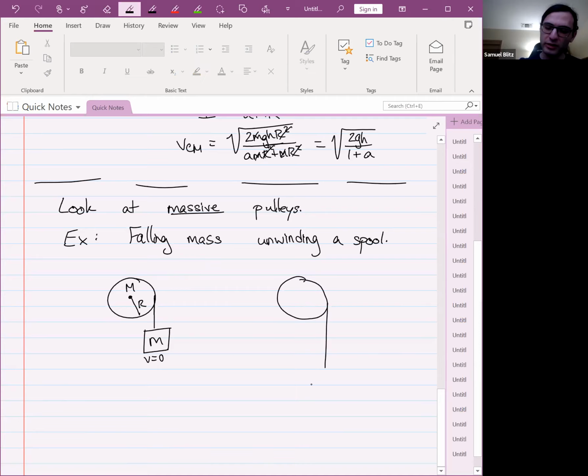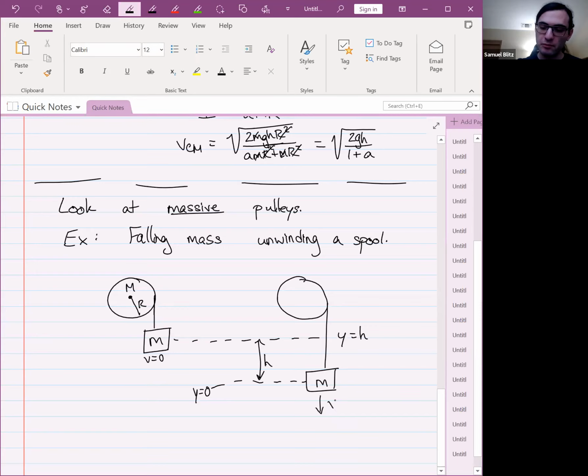Then the after case is, say, the mass is here. Say that it falls a distance h again. We'll call this y equals 0. We'll call this y equals h. And now the mass is moving down with some speed v. And again, the spool still has the same radius. It still has the same mass. So we can answer the question: how fast is the block moving when it's fallen a distance h?